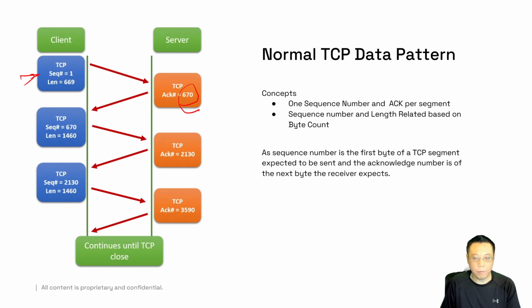The next one up, after I created that handshake and to keep acknowledging that I've received the data, I'm seeing sequence number 670, and it's going to be a length of 1460 this time. Now I acknowledge both of those together, which equal 2130. And the same back and forth keeps on happening until the closure, and the last bit of data goes through the pipeline of the buffer. Again, one sequence number and acknowledgement per segment, and the sequence number is based on the length. Sequence number and length is based on the byte count.